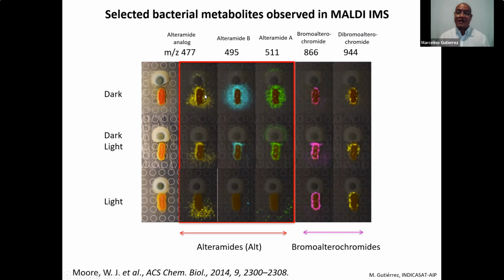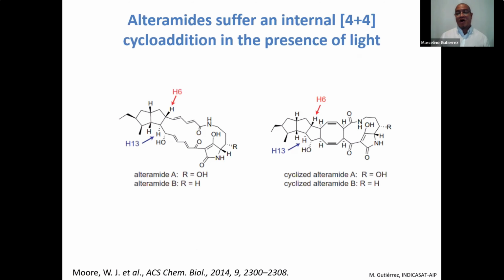So we identified and replicated this using mass spectrometry. We have the molecular weight, and we found that they were alteramide analogs. And also we found some bromoalterochromide that was not affected by these day-night cycles. So in the case of alteramides, we made the complete isolation and identification of the compound using NMR. We found alteramide A, which has antifungal activity.